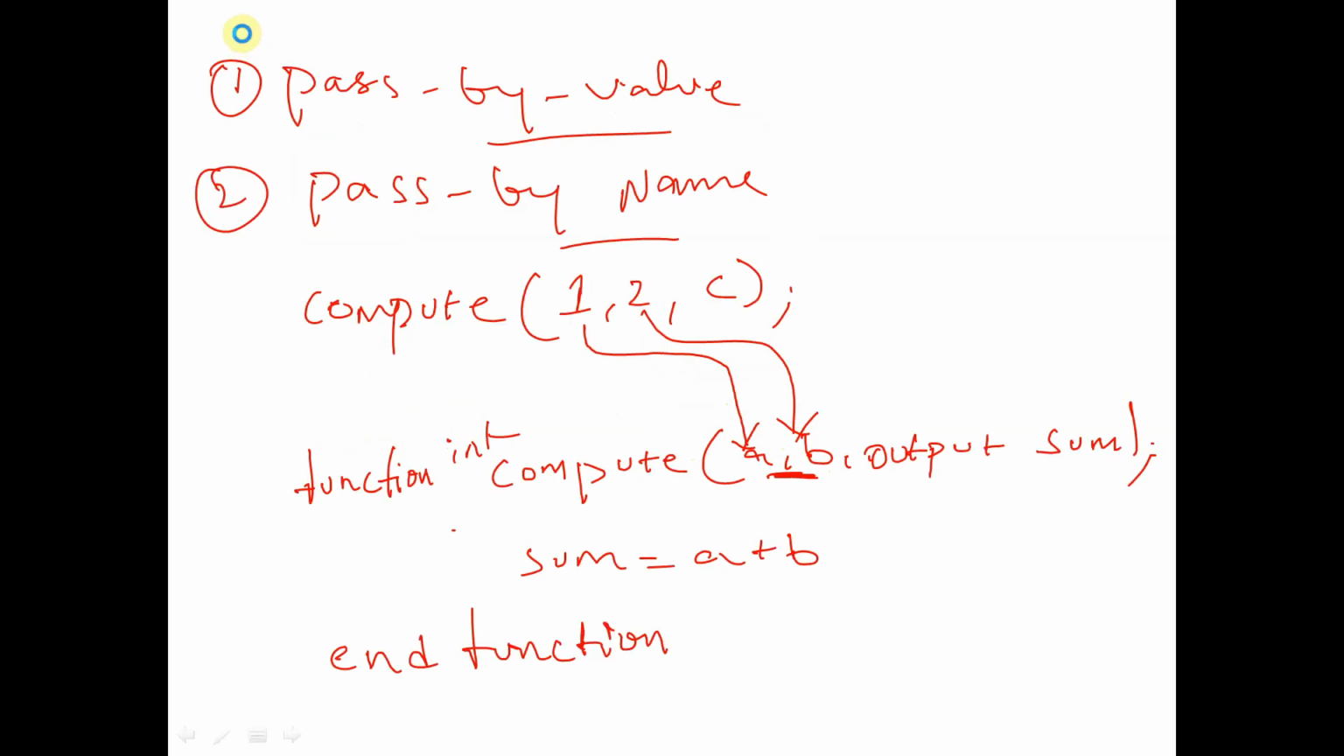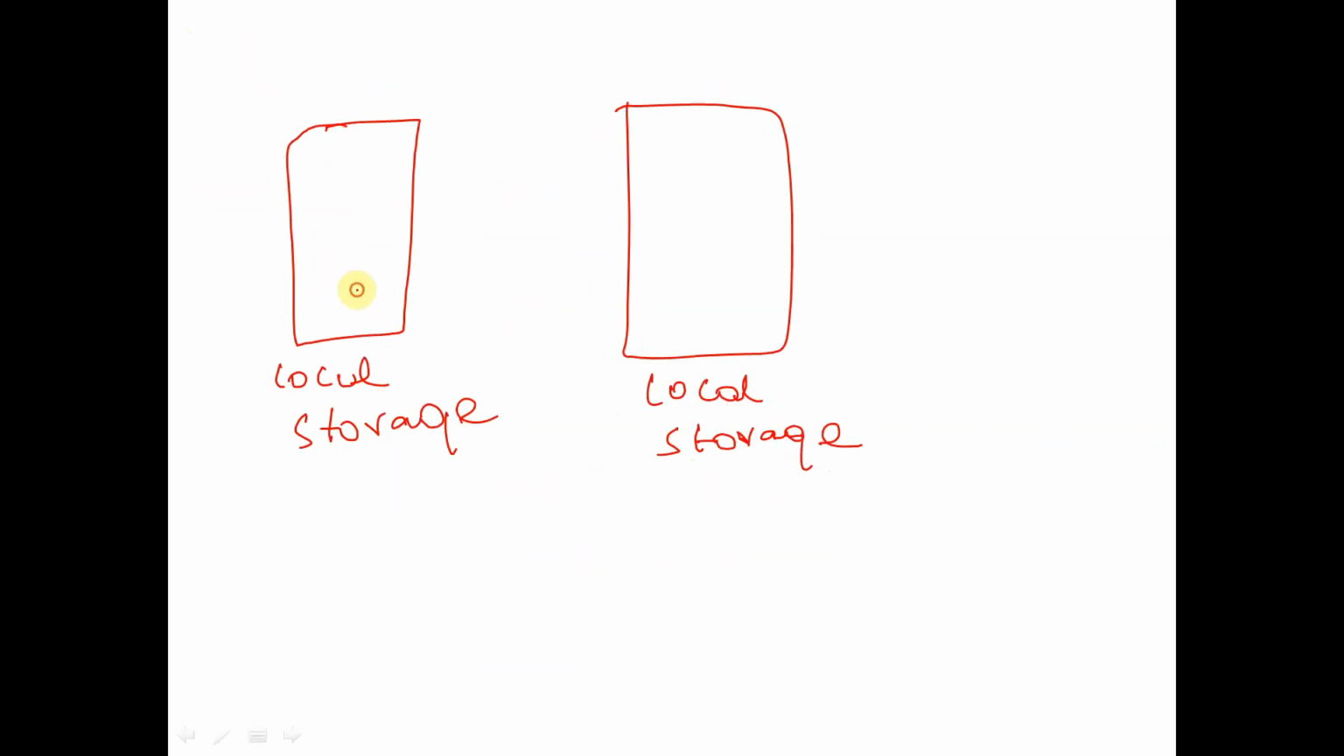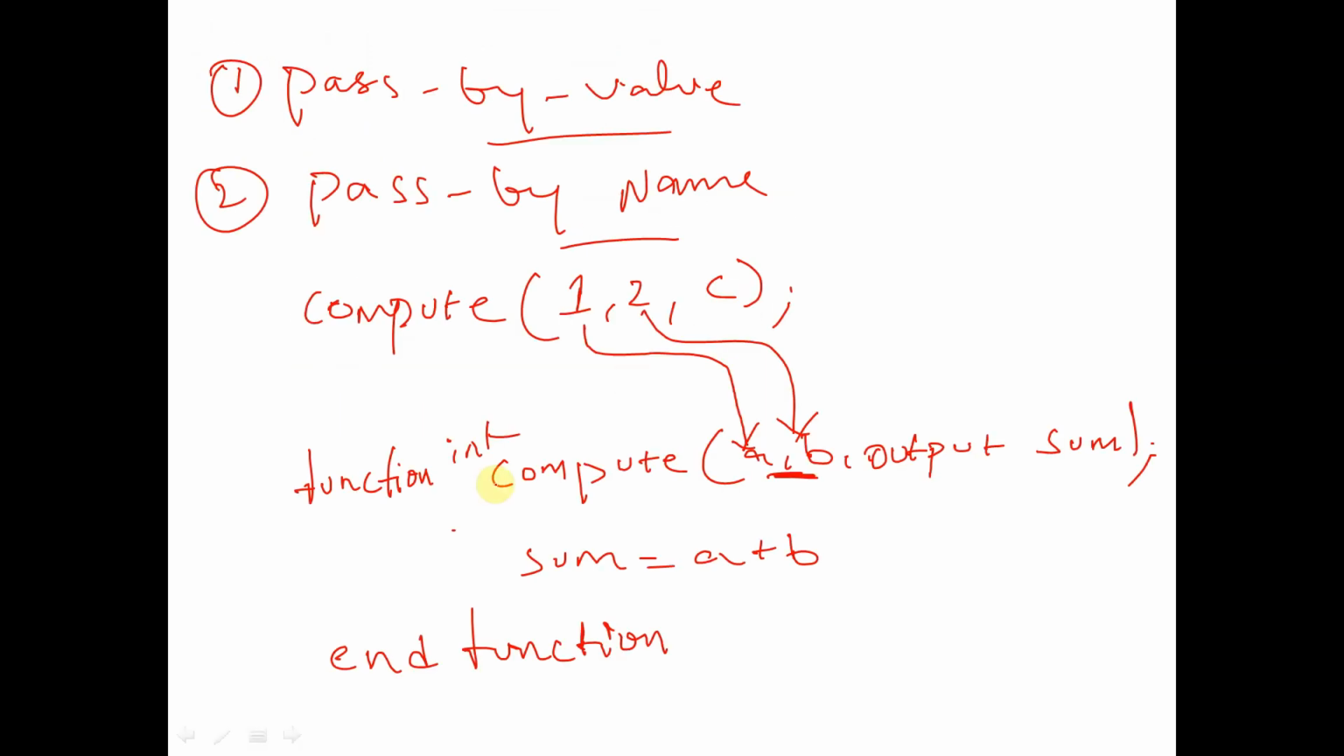So when we pass the values, this is the storage for A, this is the local storage for B, and when we pass the values to this function through this argument, the value is getting stored in this local storage. So when we are passing the values, these values are getting stored into this local storage.